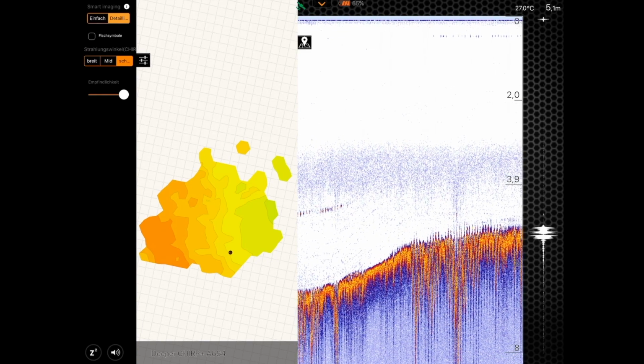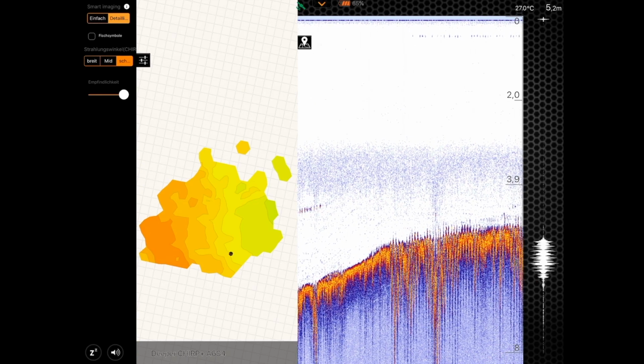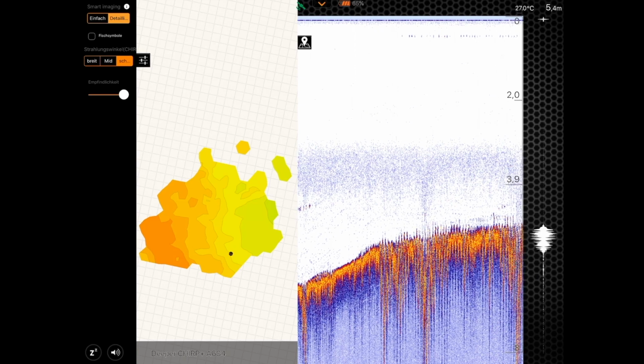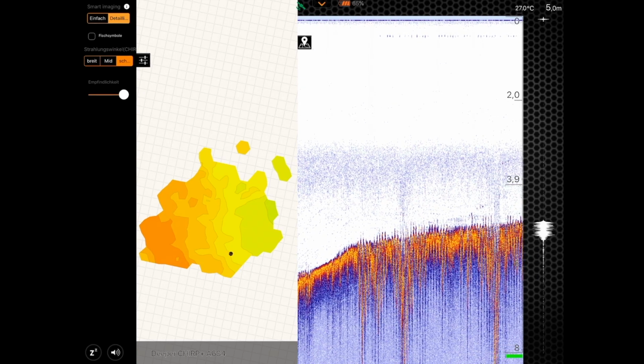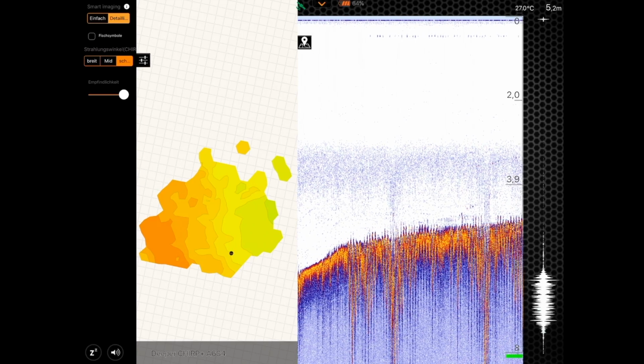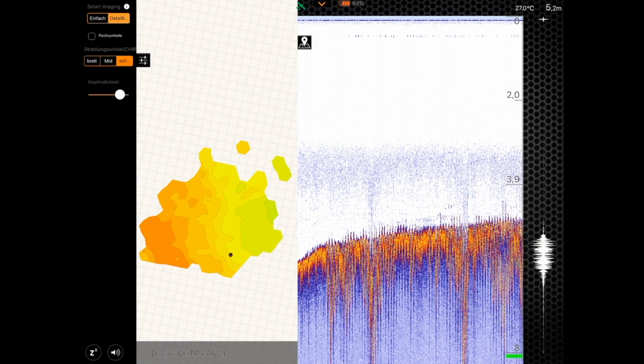The Deeper has been driven across properly, but we can already see that the high frequency hardly gets through the thermocline, and the lake bottom is displayed at about 4.5 meters, that is about 15 feet. The simple explanation is that the thermocline blocks the high frequency.